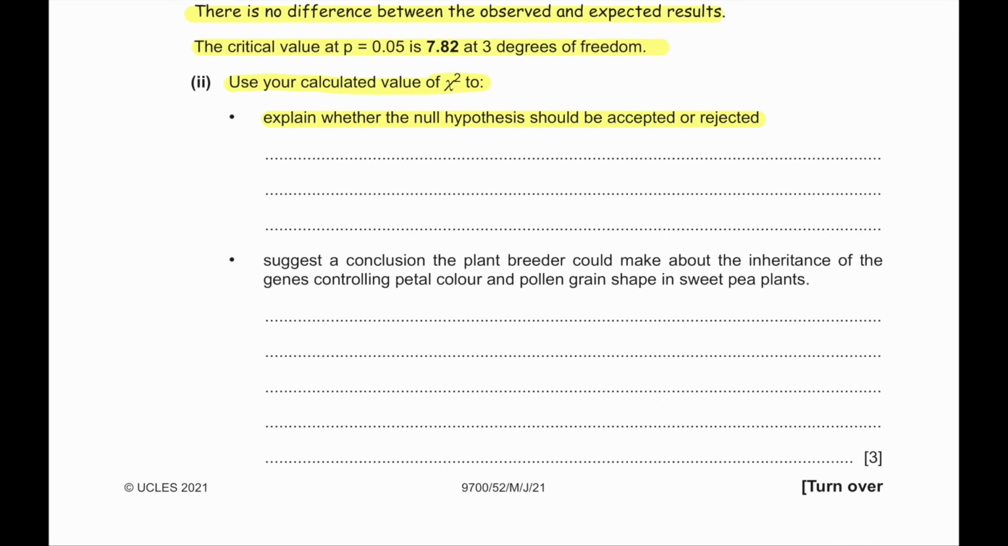Now the next question says that suggest a conclusion that the plant breeder could make about the inheritance of the genes controlling the petal color and pollen grain shape in sweet pea plant. Alright, so in terms of this particular answer, there is a significant difference between the expected and observed values. We can say this first. The genes are on the same chromosome, so they are autosomally linked. That can be the second point.